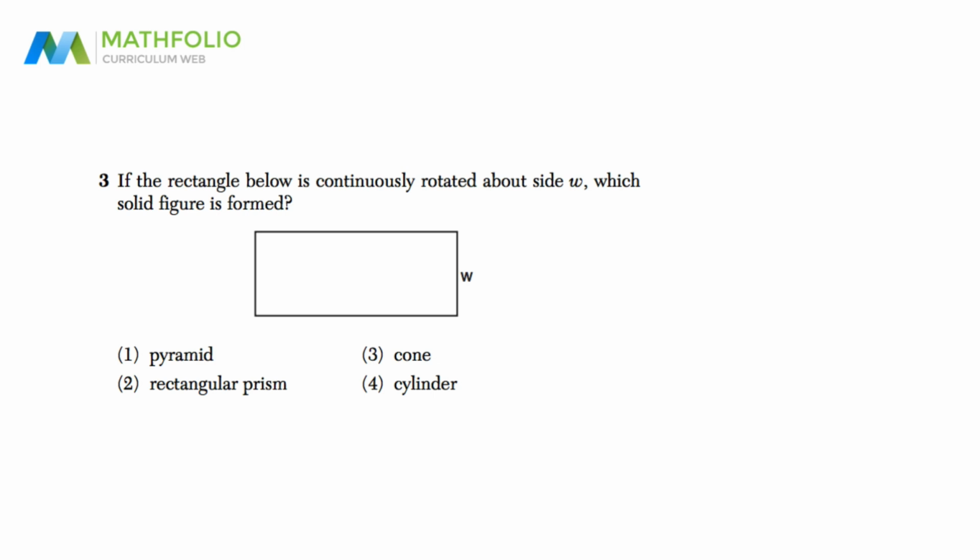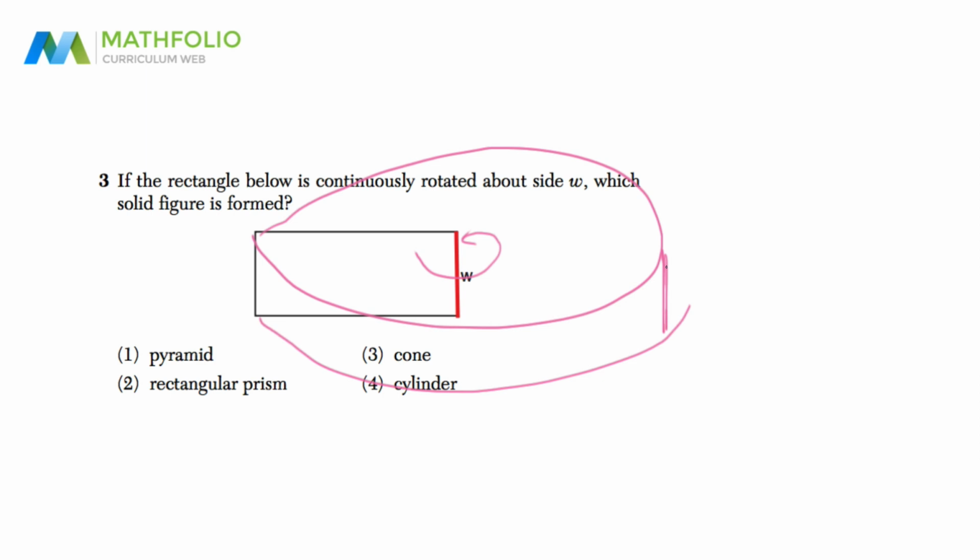Okay, so here is question number 3. It says if the rectangle below is continuously rotated around side W, which solid figure is formed? So let's draw a line, a red line right here. This is W, and it's saying rotate this shape around it. So I'm going to have to do a little bit of sketching right now. So we're basically rotating this entire thing around. So this right here is going to come all the way out and go around. This thing here is going to go all the way out. Really, that's the edge of it right there, and then it's going to go all the way back.